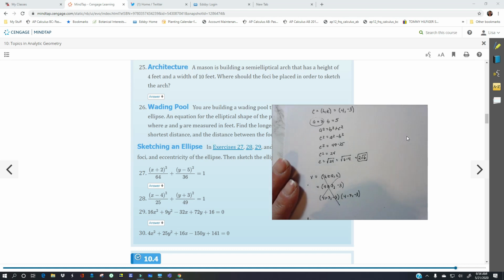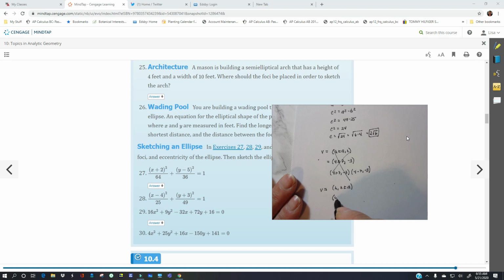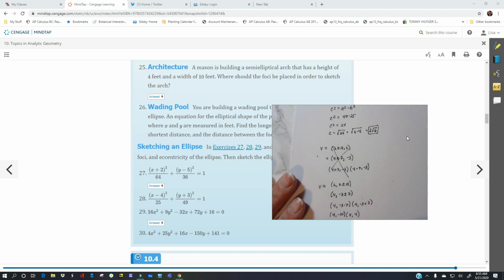Okay, vertices. So the vertices, I'm sorry, for a vertical axis, is going to be h comma k plus or minus a. My bad. So h is 4, comma, k is negative 3 plus or minus 7. So it's going to give me 4 comma negative 3 minus 7 and 4 comma negative 3 plus 7. If I clean those up, I'm going to have 4 negative 10 and 4 4. So my vertices will be at 4 negative 10 and 4 4. I don't know why, but I'm thinking that this is a horizontal axis for some reason.